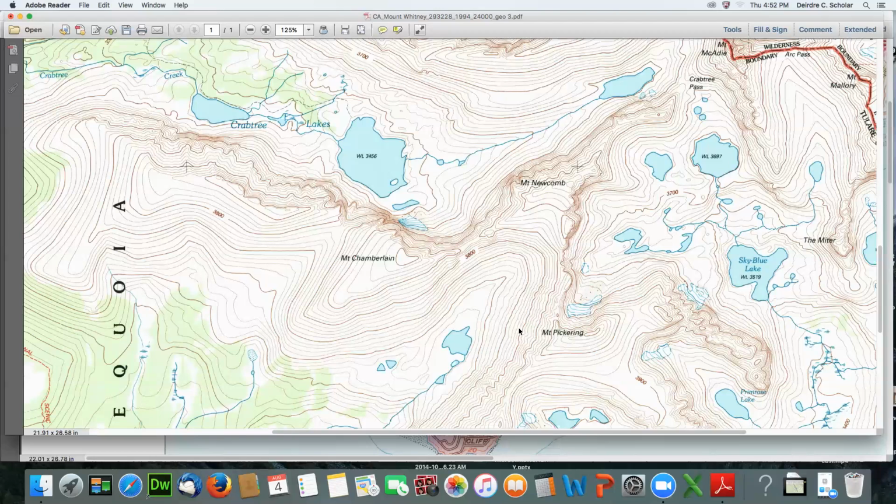Is Mount Pickering the same elevation, higher or lower than Mount Chamberlain? Well, let's see if we can figure that out. If this is 3,800 meters, this is 3,900, this is 4,000, and this is 4,100 meters. So actually, Mount Pickering is 100 meters higher in elevation than Mount Chamberlain. So although you go downhill and uphill, ultimately, from your starting point to your ending point, you've gained 100 meters of elevation.